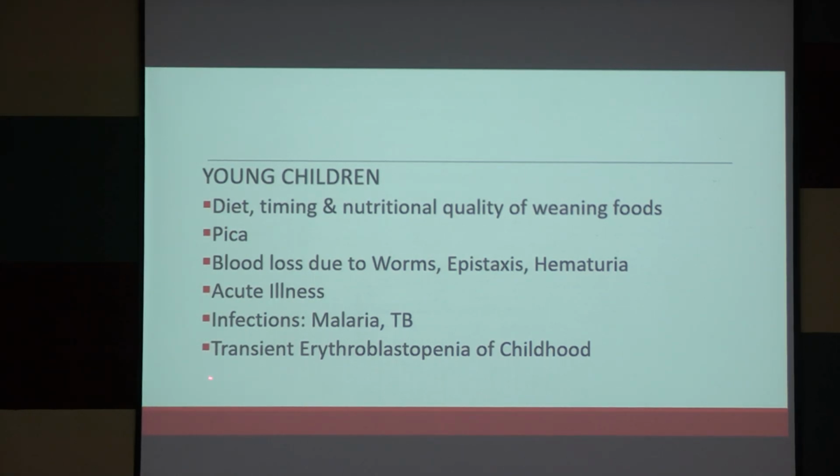Okay. Then transient erythroblastopenia of childhood. It is a very transient condition in childhood, where the erythroblasts are decreasing in the bone marrow. So erythropoiesis is not occurring properly. So the RBC count is less. So there will be anemia.